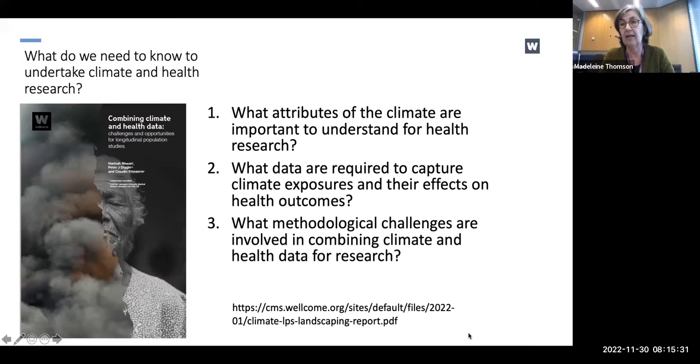Because if we want to develop significant analyses, we need to primarily understand how we might integrate data from the climate side with the data that is produced in the LPSs. And this means really actually understanding the climate data. The community here obviously has a pretty good understanding of the LPS data, but we now need to start thinking about what the attributes of climate are that are important to understand for health research, what data are required to capture climate exposures and their effect on health outcomes, and what methodological challenges are involved in combining the health and climate data.